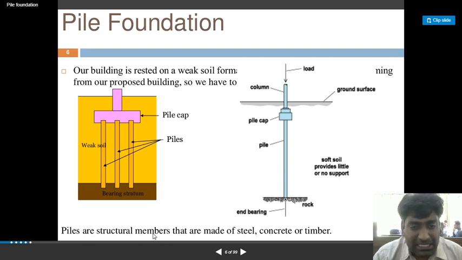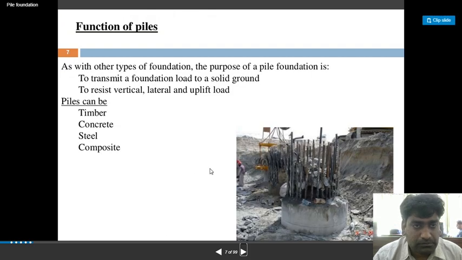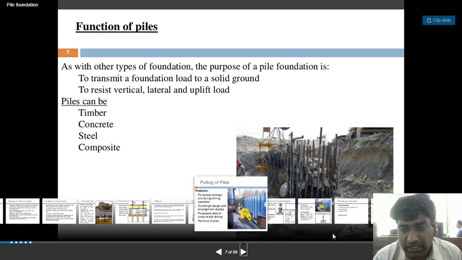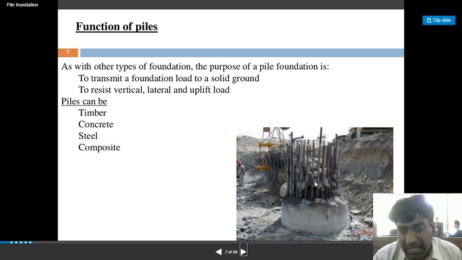Piles are structural members made of steel, concrete or timber. As with other types of foundation, the purpose of the pile foundation is to transmit a foundation load to solid ground to resist vertical, lateral and uplift loads. Piles can be timber, concrete, steel and composite structures. In this figure you can see a field image of the piles, showing how the piles are provided.